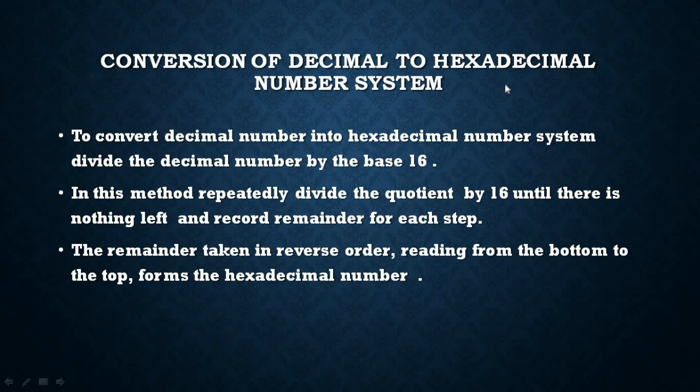The base of the hexadecimal number system is 16. So to convert a decimal number into the hexadecimal number system, divide the decimal number by the base 16. In this method, repeatedly divide the quotient by 16 until there is nothing left and record the remainder at each step. Nothing left means the quotient becomes 0. The remainders taken in reverse order, reading from bottom to top, form the hexadecimal number.